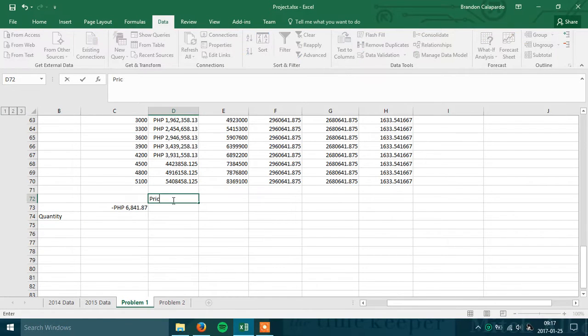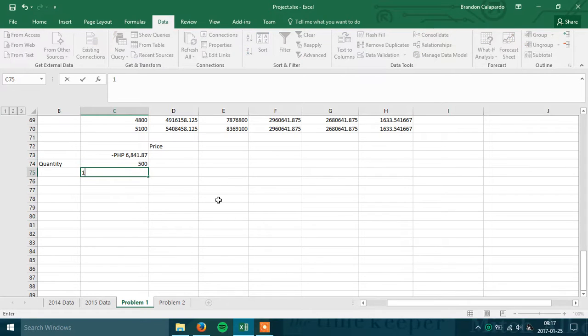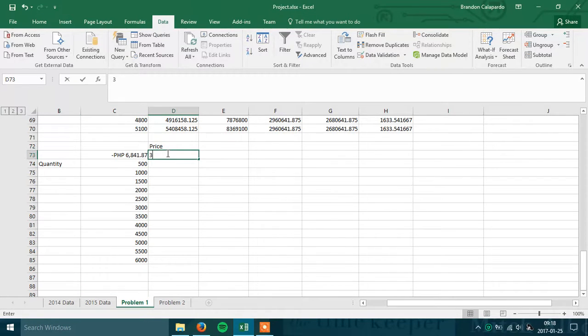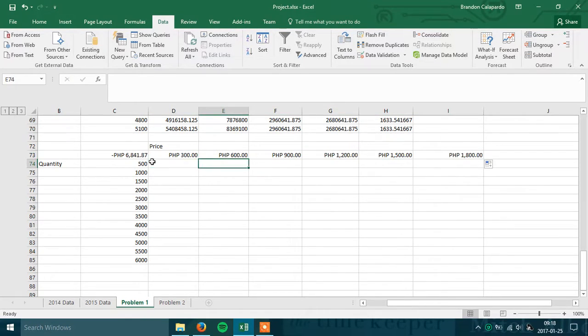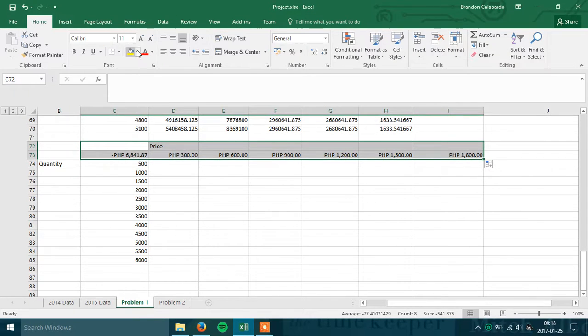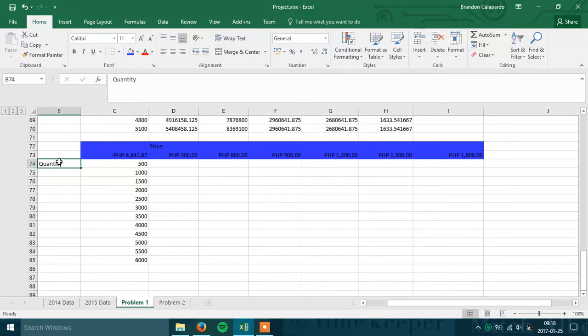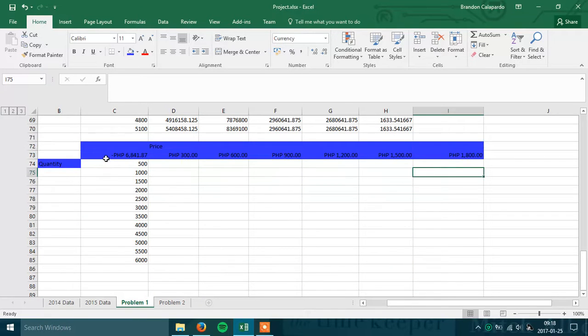Quantity and price. Okay, and now we do the randomization variables, 500, 1000, and then we just expand this up until we reach 1500 or 6000. Price 300, 600, onwards up until we reach 1800. Let's make it that way. And now once we have all of these, we can use the two-variable data table in order to show what changes and what makes it different.